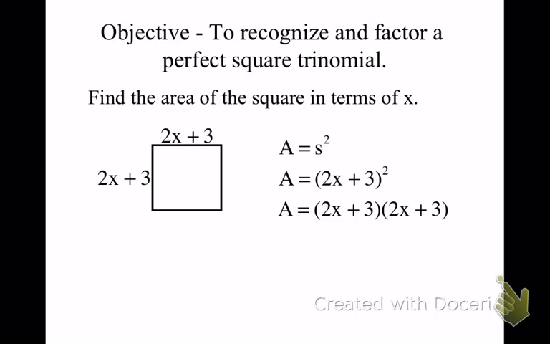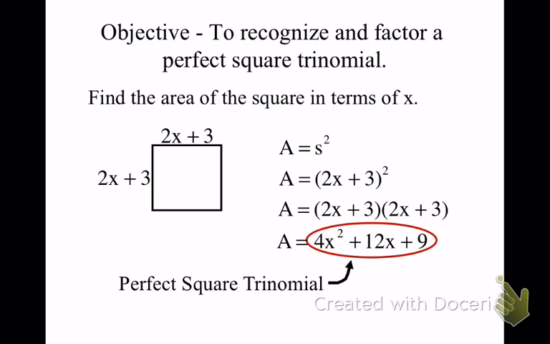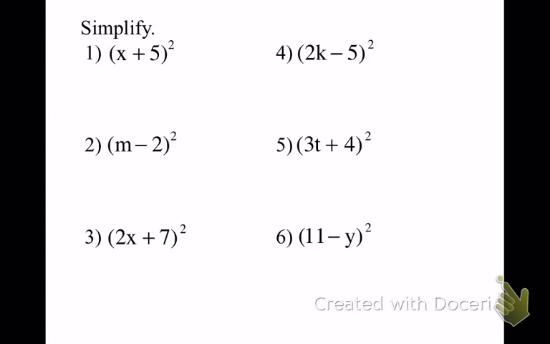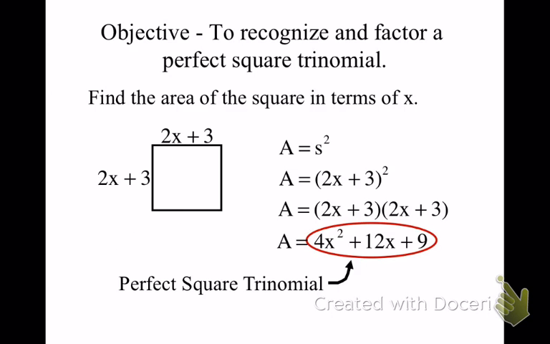remember we can FOIL it and do our first ones, or double distribute. 2x times 2x is 4x squared. 2x times 3 is 6x. Then we have another 3 times 2x is 6x. And then 3 times 3 is 9. So we add it all together and combine like terms, we get this. And that is what we call a trinomial square, a perfect square trinomial, where the first term is a perfect square. Let's look at the characteristics of it, and within a perfect square, we'll come back and look at it.